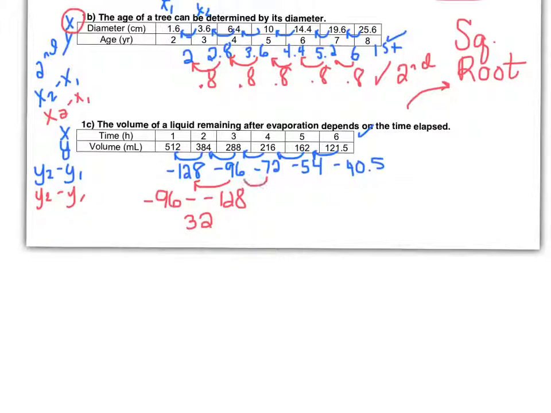All right, the next ones I'm not going to write out, but make sure you're doing them right with your signs. It's going to be negative 72 minus negative 96. That gives us 24. The next one, negative 54 minus negative 72. That gives us 18. And then this last one, well, shoot, this isn't going to be quadratic either. I already knew that, but it's not going to be. Negative 40.5 minus negative 54. So that gives us 13.5.